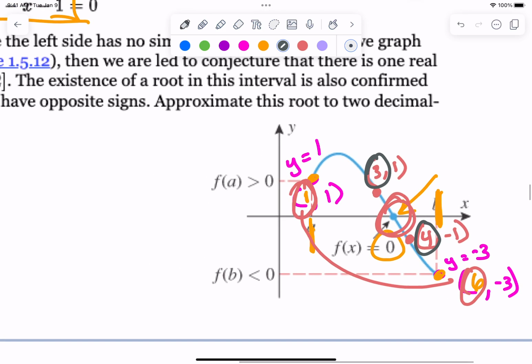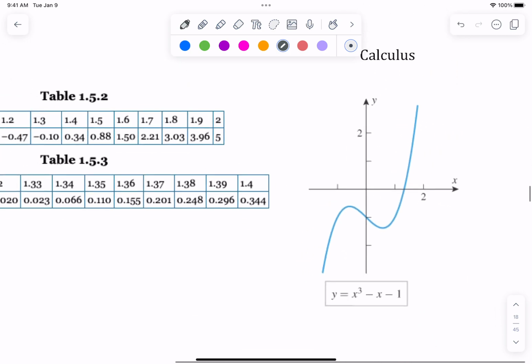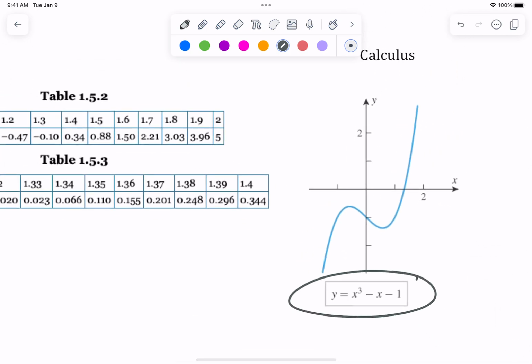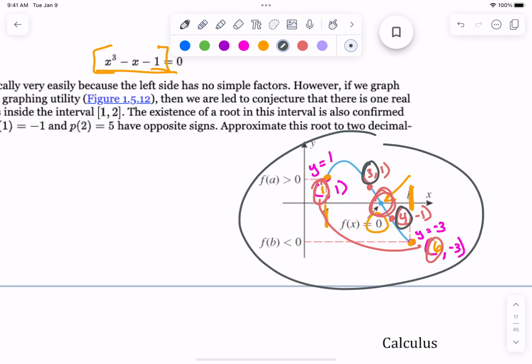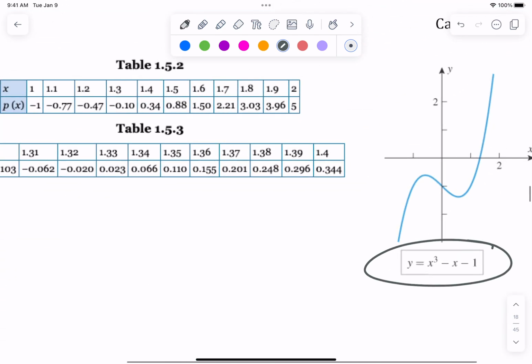So we're going to approximate this root to 2 decimal places. All right, so let's go to this backside here. This is what the actual graph of it looks like. This was just an illustration, so that's my example. This is not the actual function. That's not the graph of what this is. We're going to actually do the problem down here.